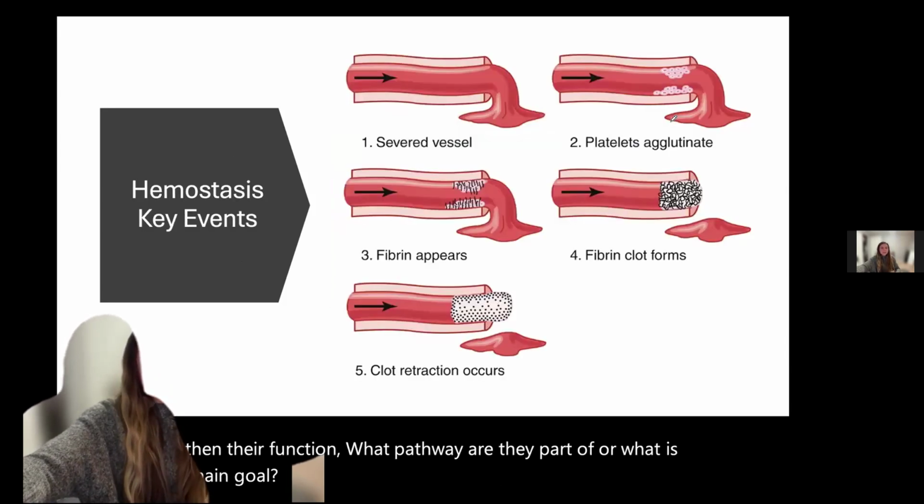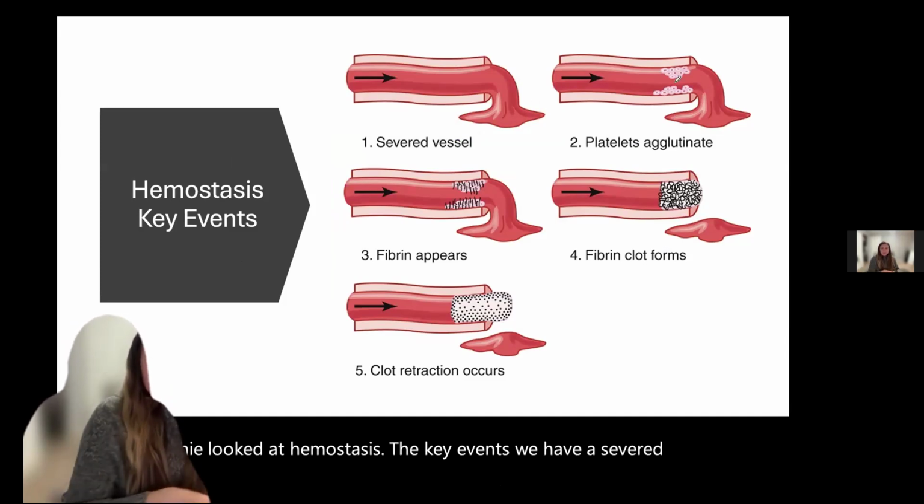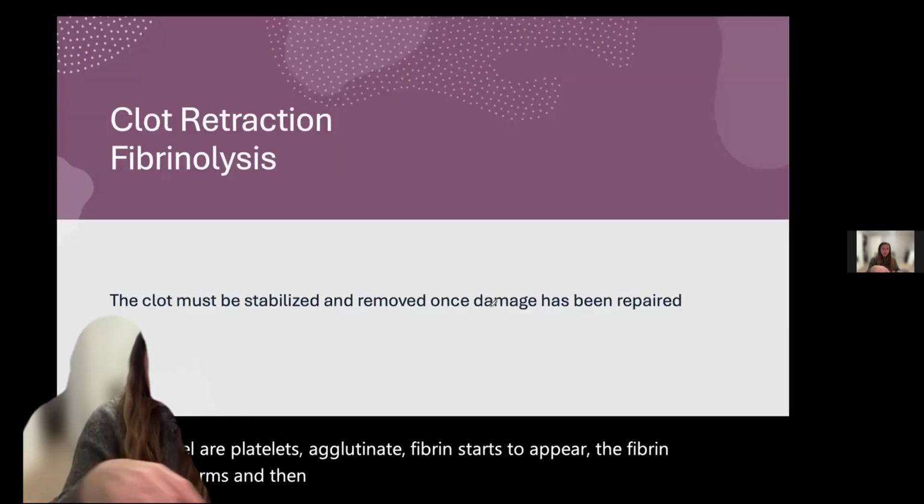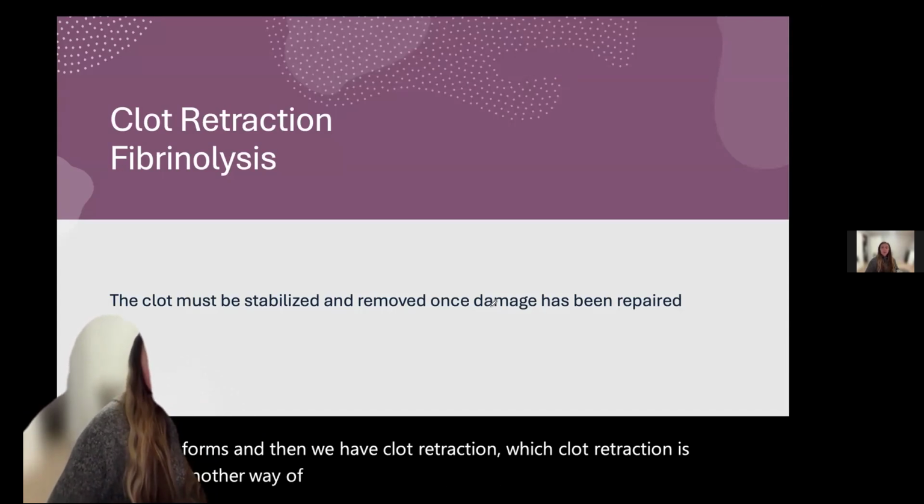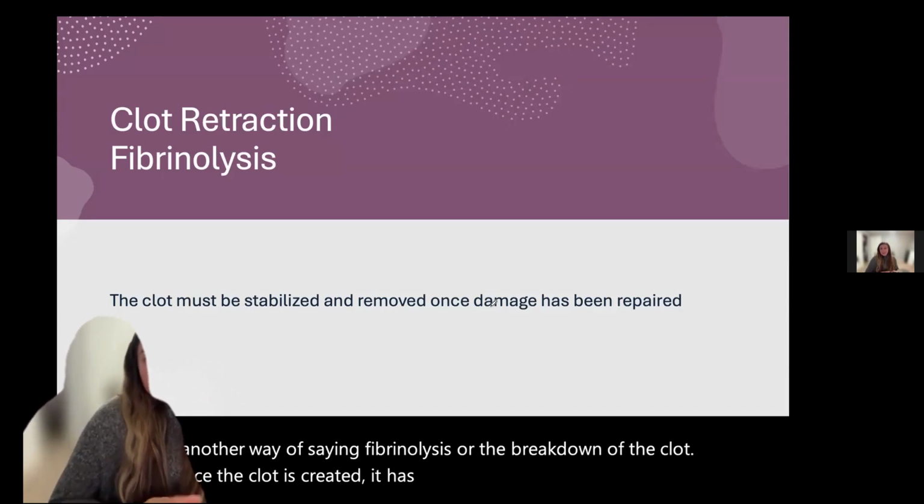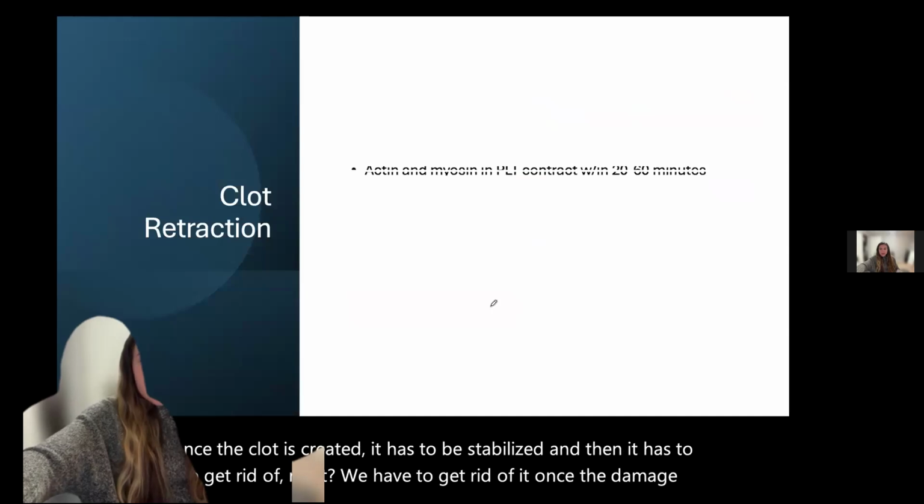So if we look at hemostasis, the key events: we have a severed vessel, our platelets agglutinate, fibrin starts to appear, the fibrin clot forms, and then we have clot retraction, which is just another way of saying fibrinolysis or the breakdown of the clot. So once the clot is created, it has to be stabilized and then it has to get rid of, right? We have to get rid of it once the damage to the vessel is repaired.